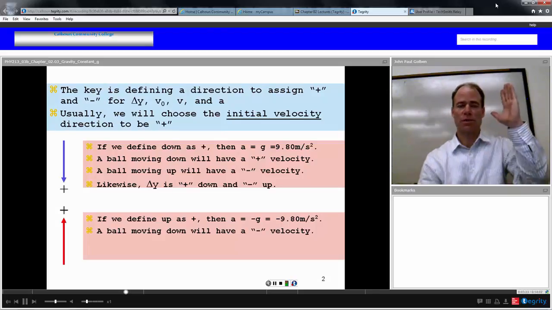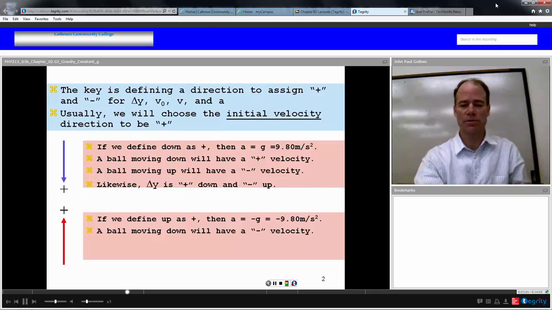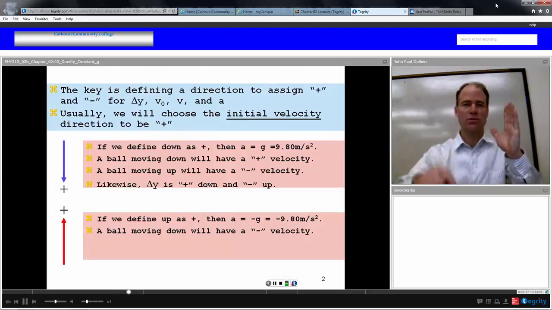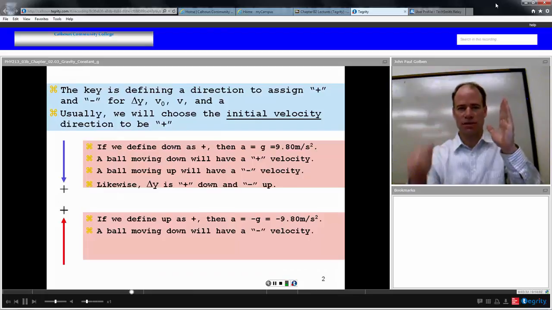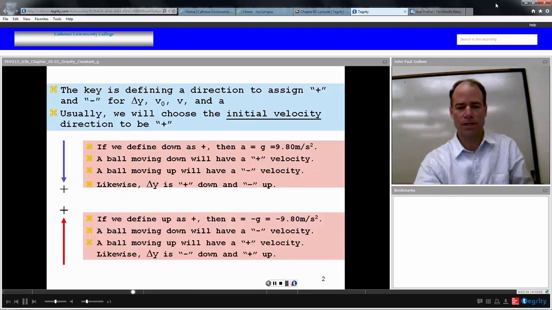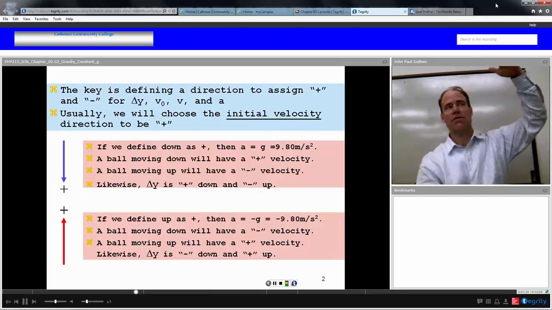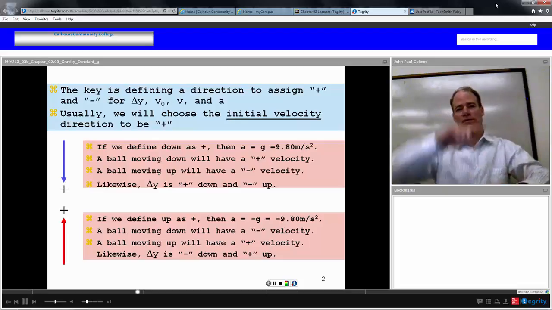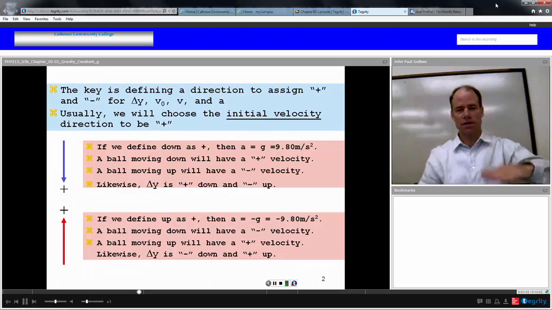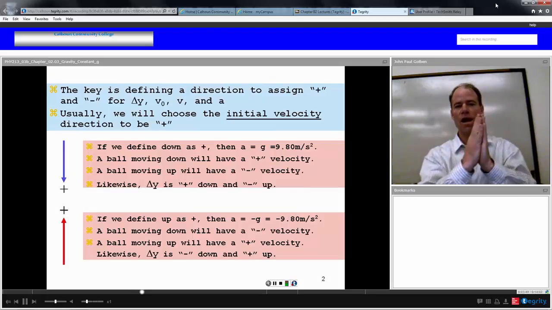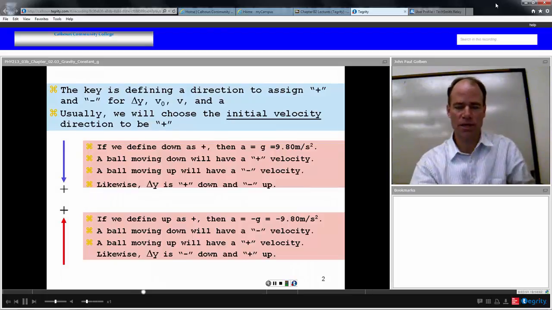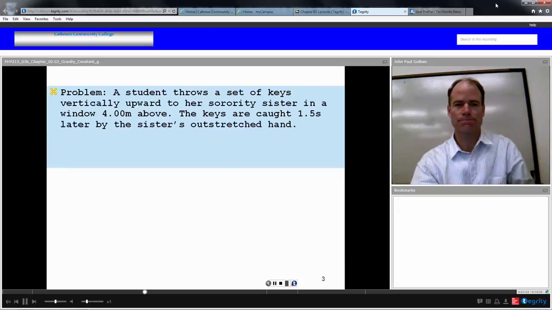And my initial velocity will be positive, since I was going up to begin with. But any subsequent velocity will be defined in terms of up as positive and down as being negative. A ball moving up will have a positive velocity and a positive displacement from that point. If it ever comes down below my initial point, then it could have a negative displacement. But we're going to just go with our positive definition as up being positive. Let's try this out in a problem.